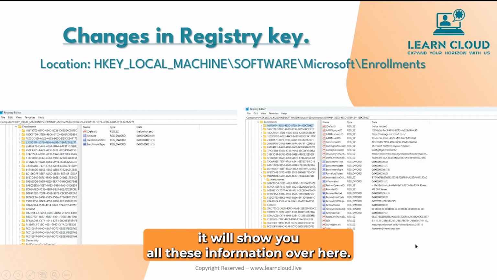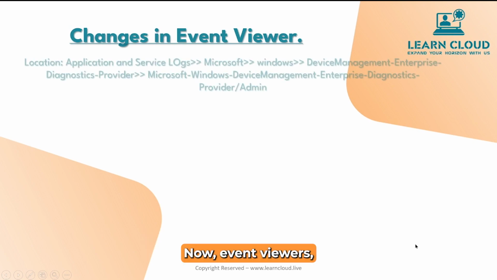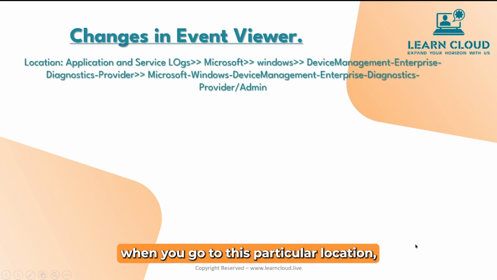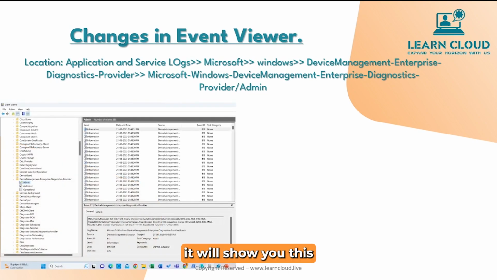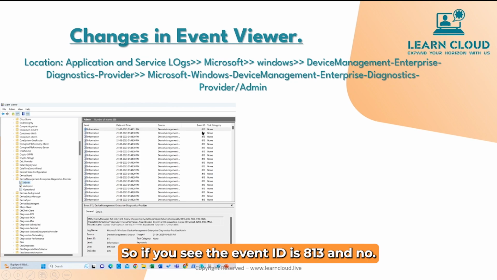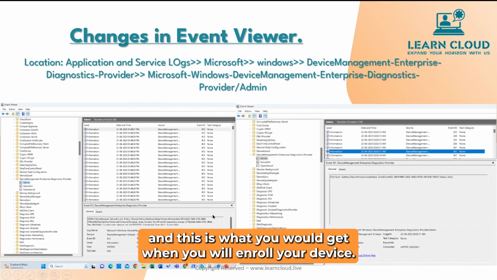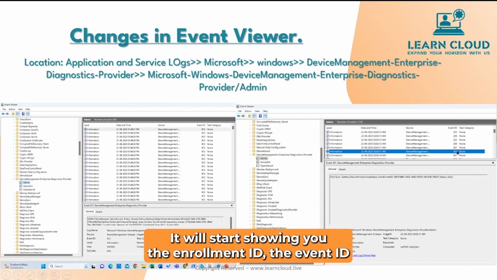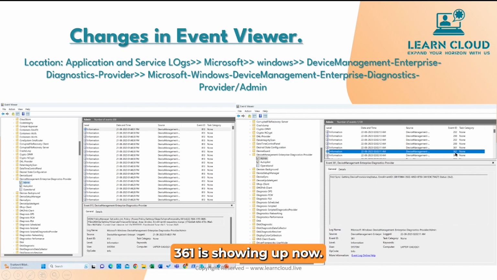information over here. Now Event Viewer, when you go to this particular location, it will show you this when your PC is not enrolled. If you see, the event ID is 813 and not 361. We need to look for 361, and this is what you'll get when you enroll your device. It will start showing you the enrollment ID, the event ID 361 is showing up now. So these are all details.